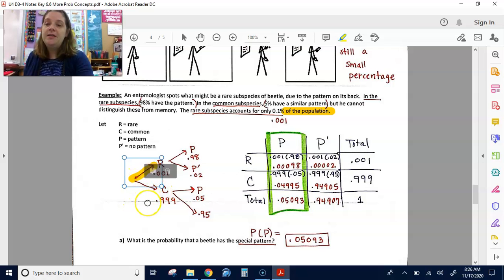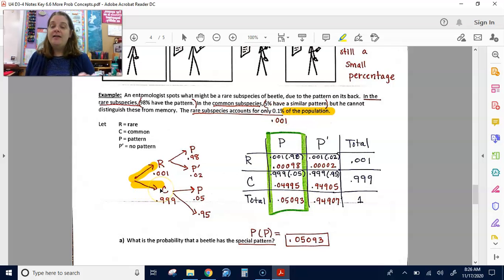Okay, the rare subspecies versus that common subspecies. So that rare 1% of the population there, that is our first split. I can't do 98% of the pattern because it's not 98% of all beetles that have the pattern. It's 98% of the rare subspecies that have the pattern. In the common subspecies, we've got 5% with that pattern. So we can figure out our complements there. And then I set up my table.